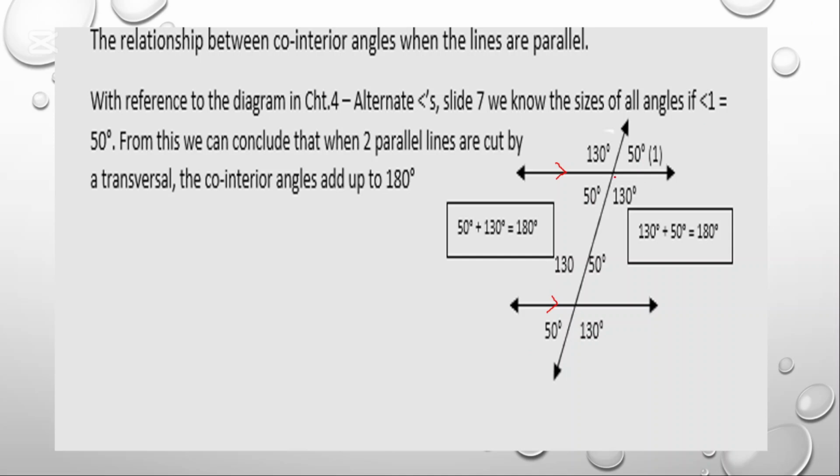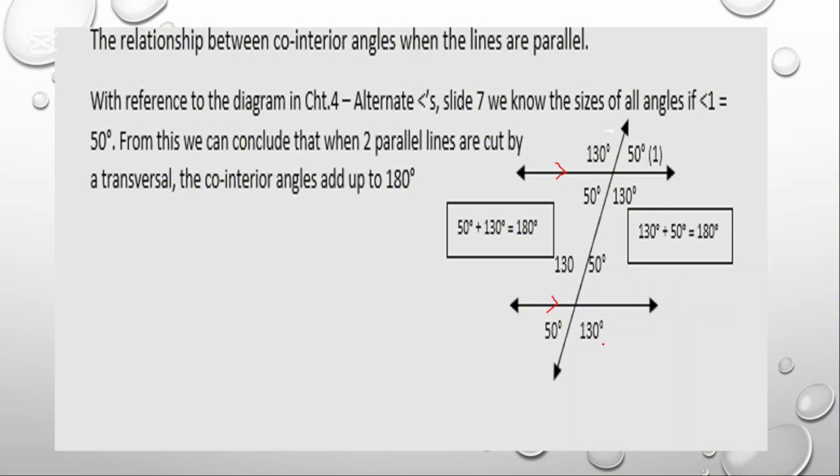This one must be 50 because they're vertically opposite. That one is 130 because they're supplementary adjacent. And 130 because it's vertically opposite 130. The same over here. 50, then that one must be 50. They are vertically opposite angles. 130 and 130, they are vertically opposite angles.